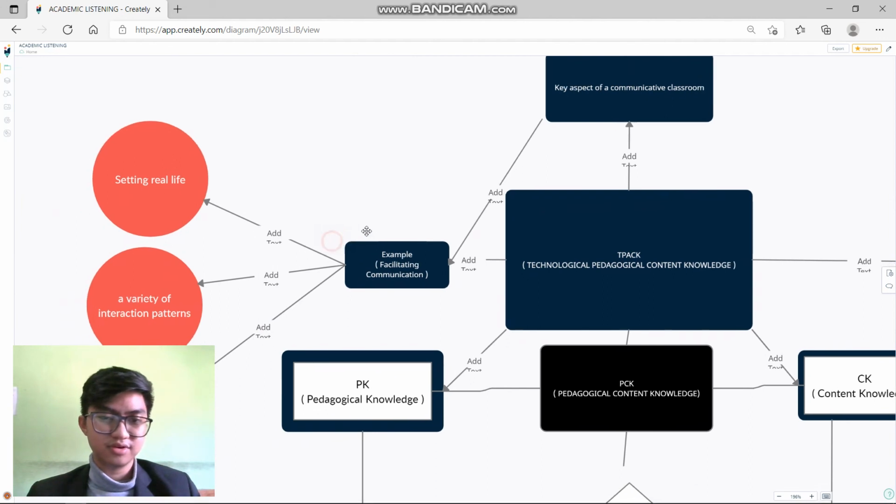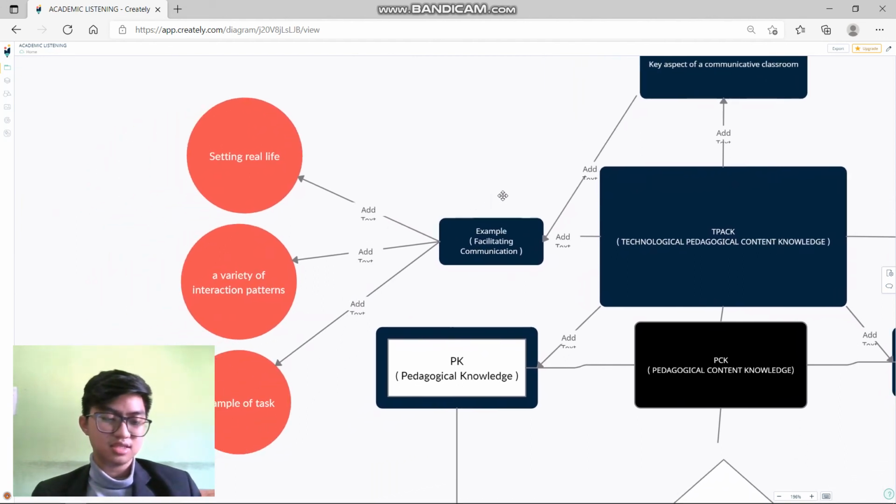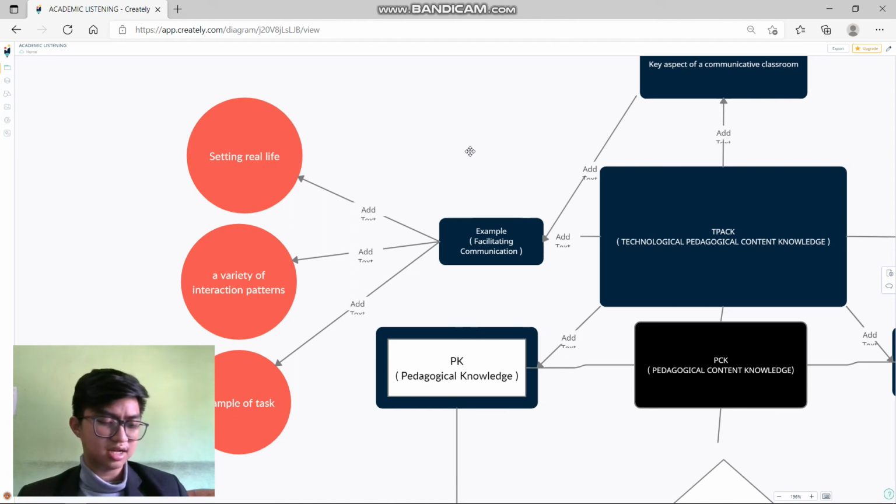Okay, next for the examples. Number one, that is setting real life, to get some examples from our life, like drawing an animal. Second is a variety of interaction patterns. And the last of the examples of facilitating communication is examples of tasks, like listing, ordering, matching, comparing, problem solving, projects, creative tasks, and sharing experiences.